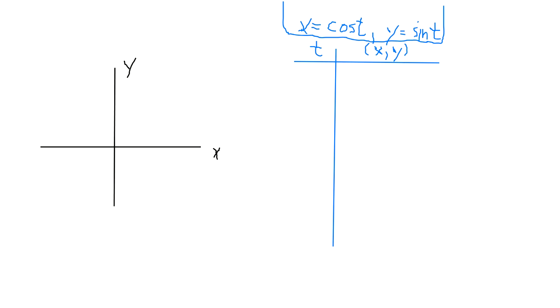So like when t equals 0, okay, when t equals 0, all right, for that value of t, x is going to equal the cosine of 0, and y is going to equal the sine of 0.